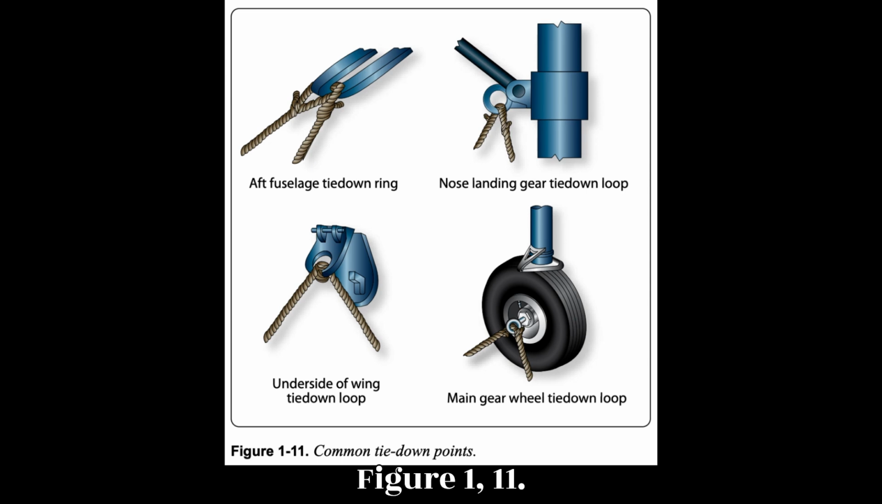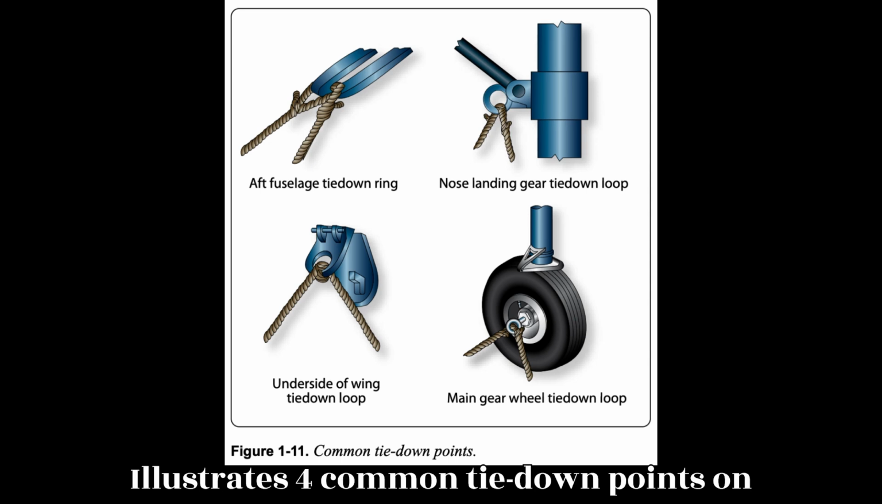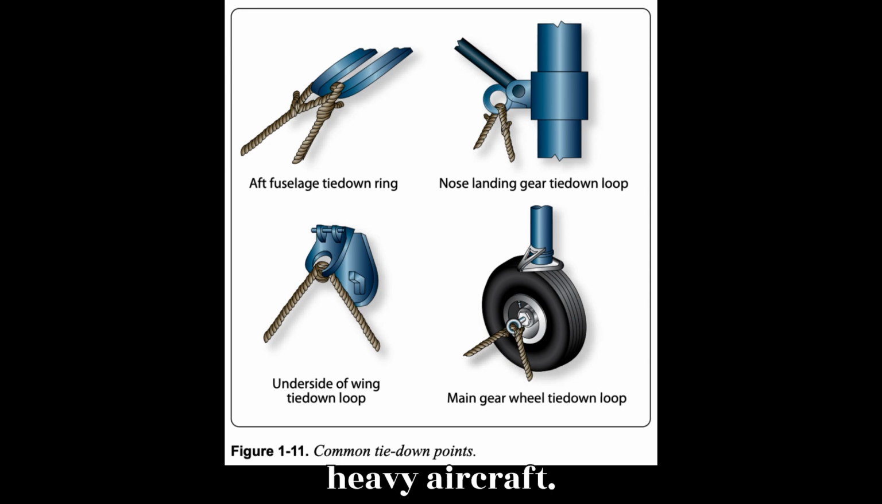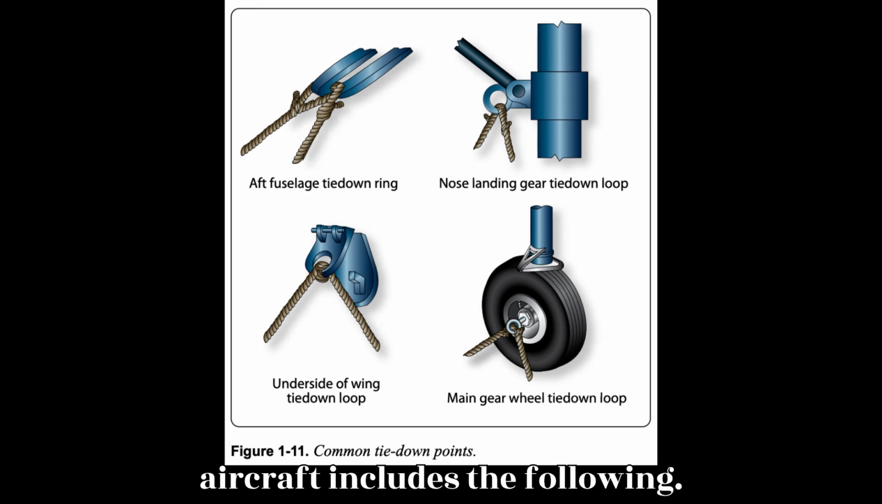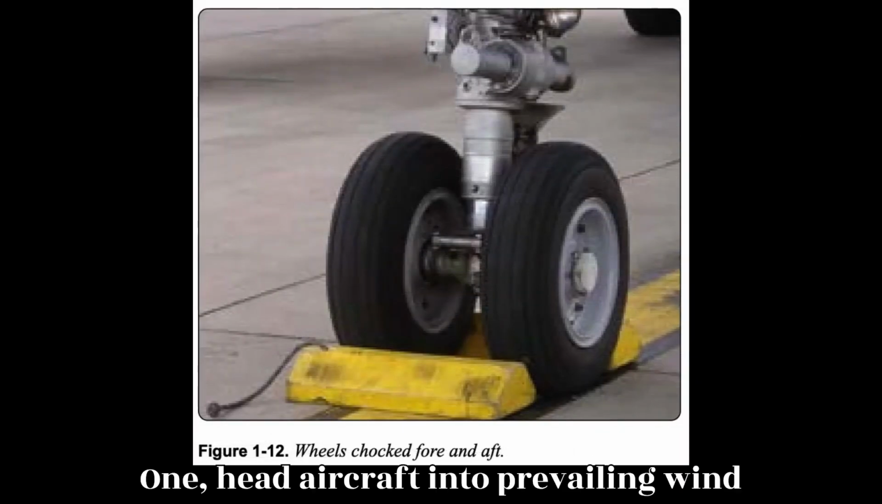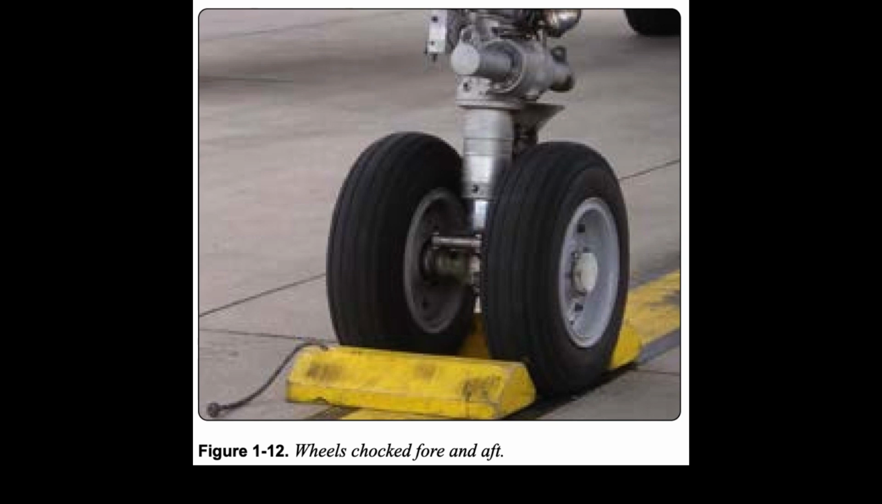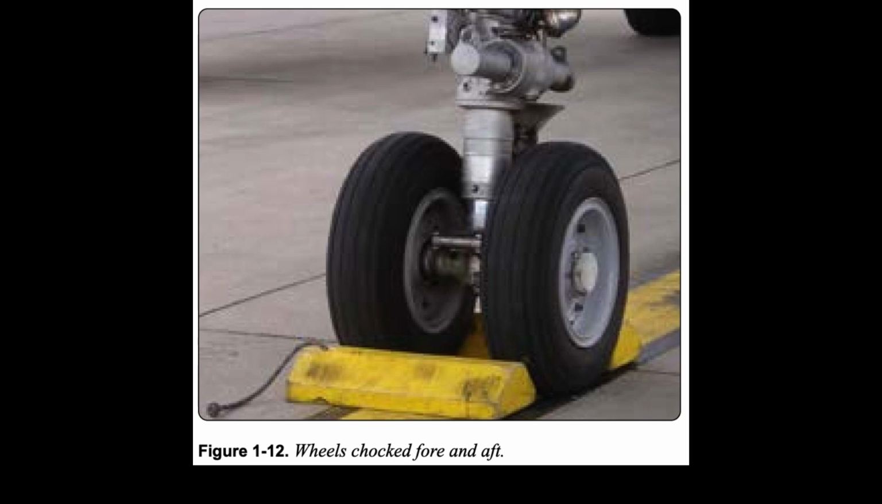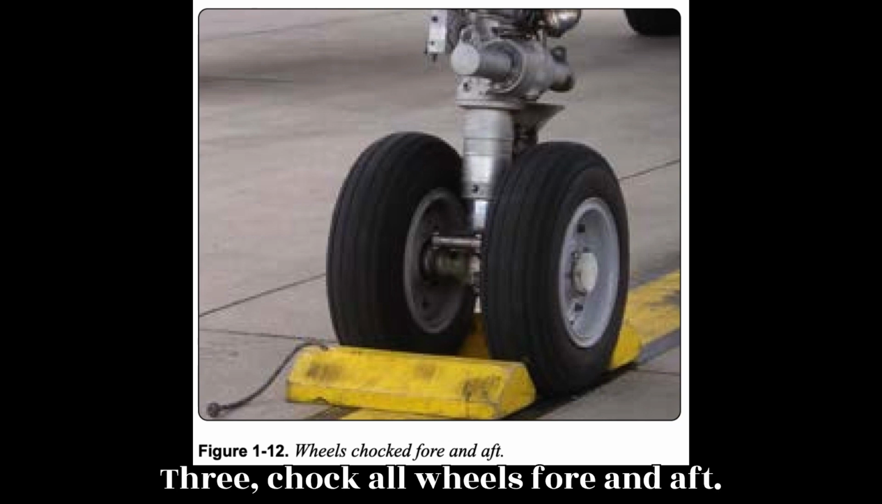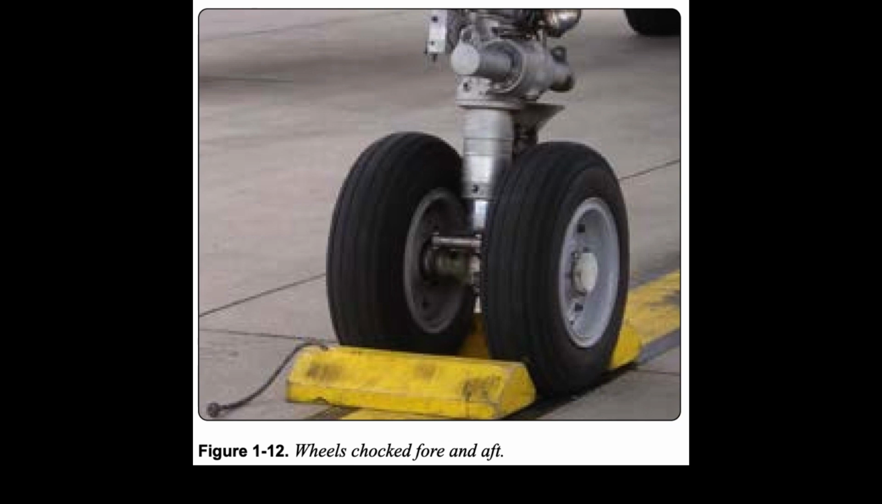Figure 1.11 illustrates 4 common tie-down points on heavy aircraft. The normal tie-down procedure for heavy aircraft includes the following. 1. Head aircraft into prevailing wind whenever possible. 2. Install control locks, all covers, and guards. 3. Chock all wheels fore and aft.